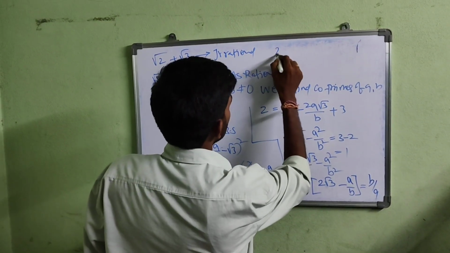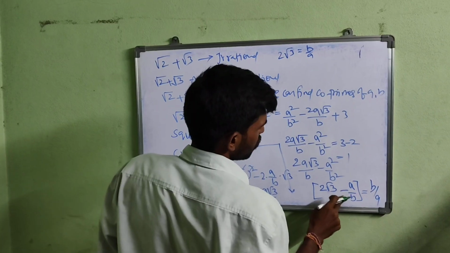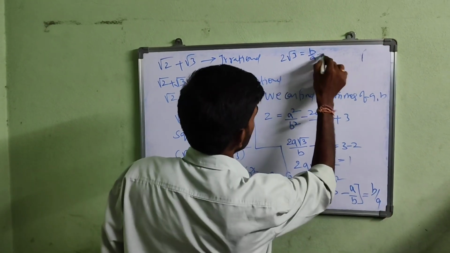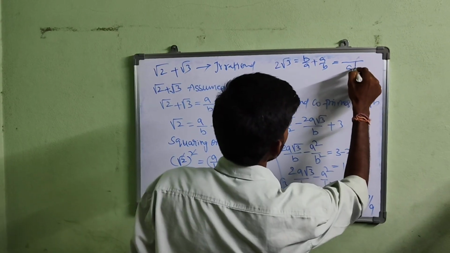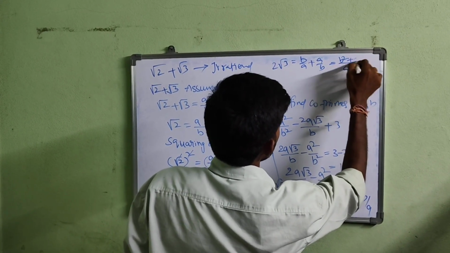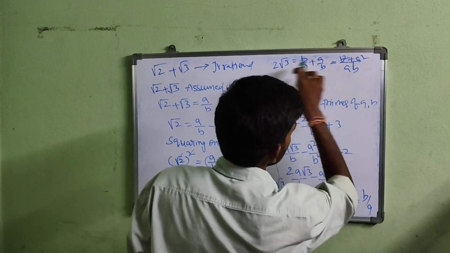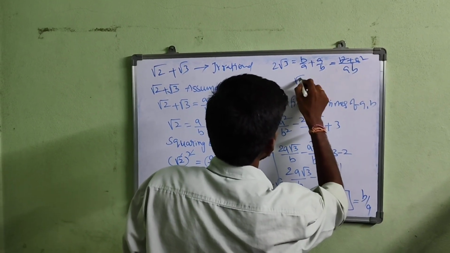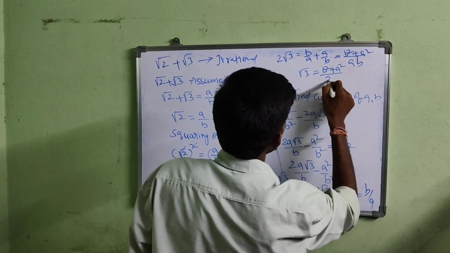Now 2 root 3 equals b by a plus a by b. What is the LCM of a and b? It is ab. So it is b square plus a square over ab. Now, if I take this to the other side, root 3 is equal to b square plus a square by 2ab.